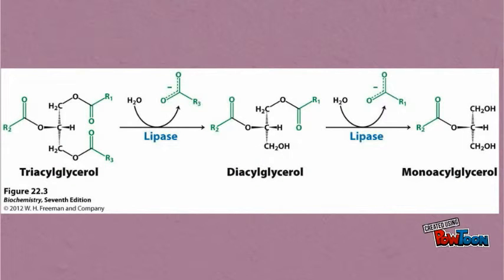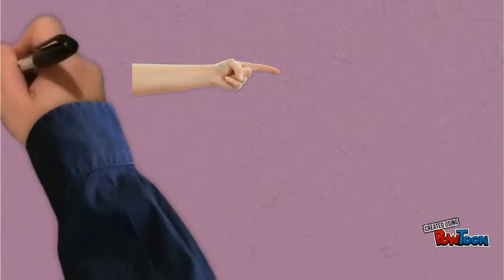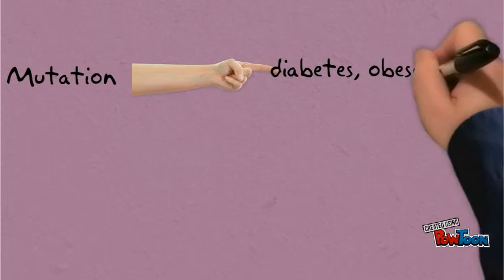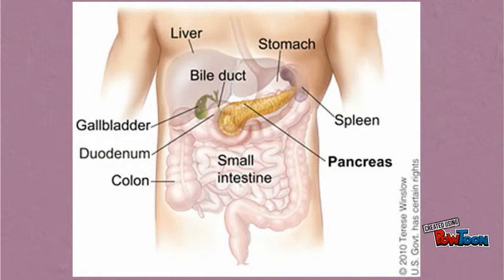There are different types of lipases, many of which are expressed in the digestive system and many of which are expressed in different tissues. Mutations in the lipase may result in diabetes, obesity, and metabolic syndromes. In adults, 2/3 of the digestion of lipids is performed by pancreatic enzymes. There is another lipase found in the pancreas known as the bile salt-dependent lipase, which is also found in breast milk.